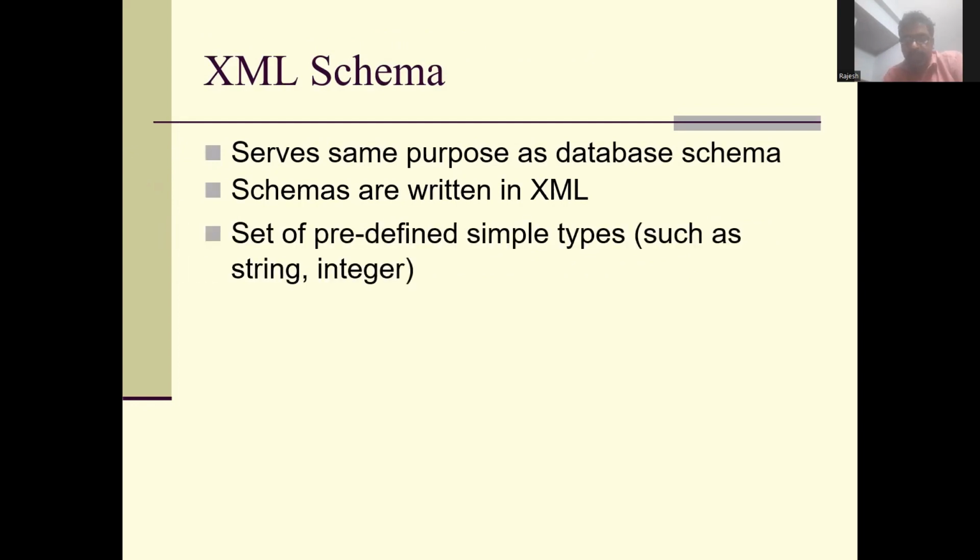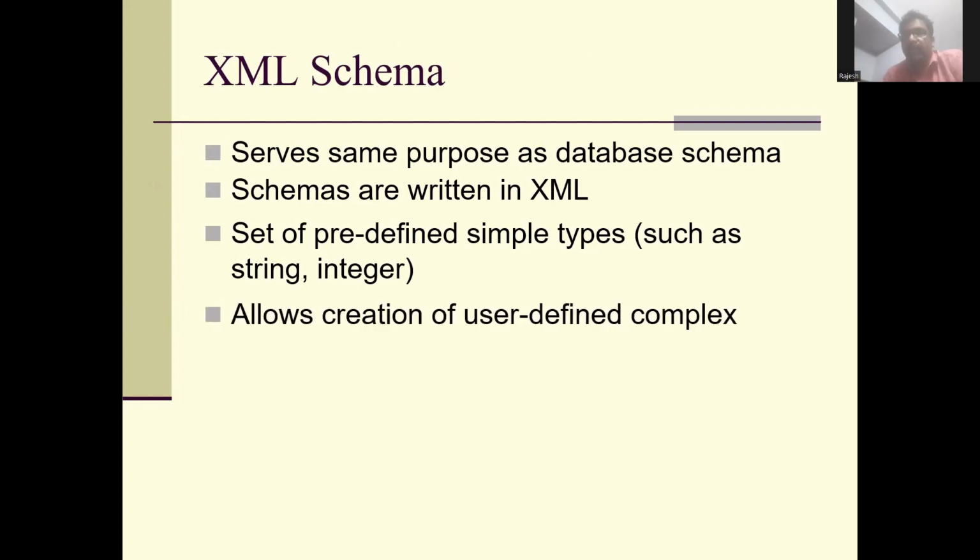So, what is XML schema? It is very simple. It serves the same purpose as a database schema. Schemas here are written in XML. It has a set of predefined simple types, just like string, integer, and float or decimal. Here we have the predefined simple types, for example string and integer. It allows us to create user-defined complex types. The purpose is to describe the structure of the XML document, just like a document type definition.